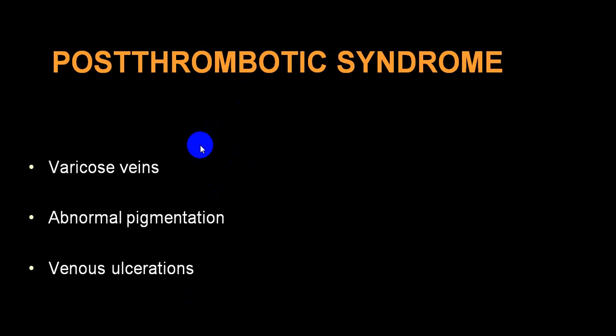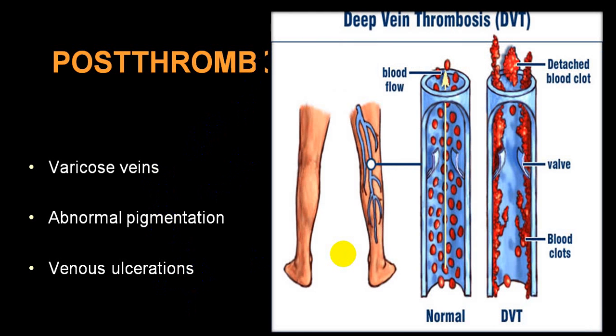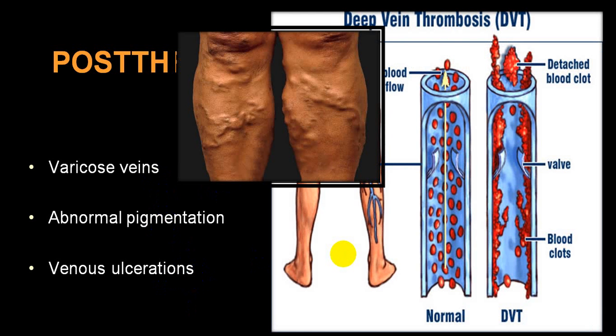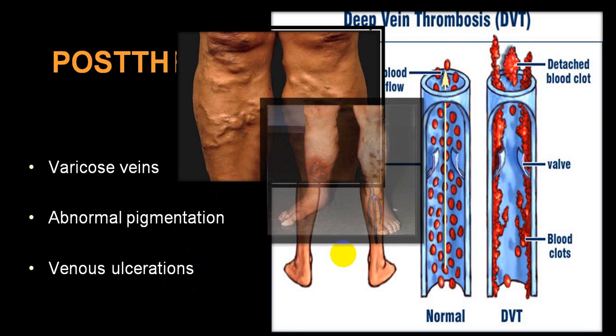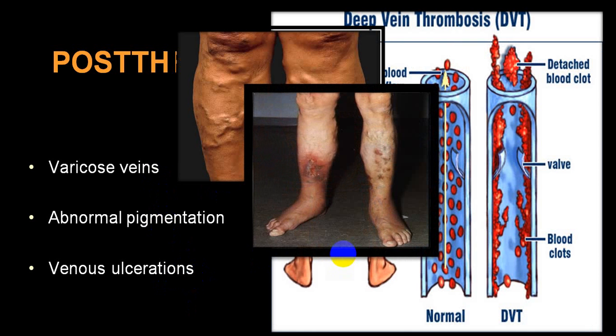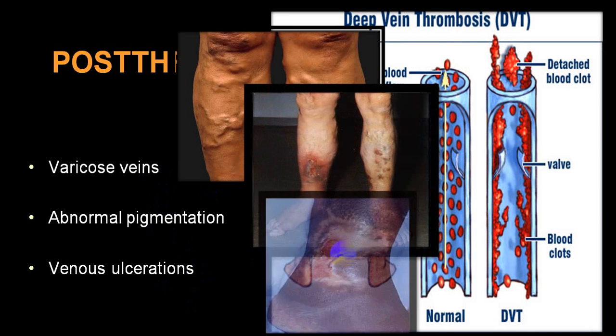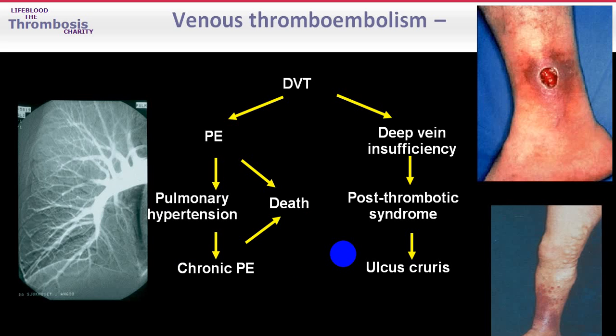In post-thrombotic varicose vein, abnormal pigmentation, venous ulceration are quite common. Varicose vein, this is pigmentation, and this is a venous ulcer. And you can see this varicose vein, pigmentation, and ulcer.